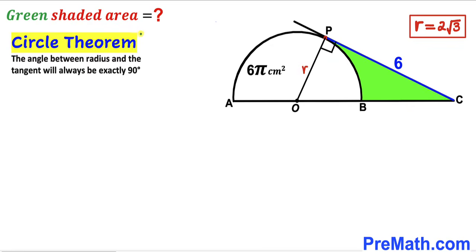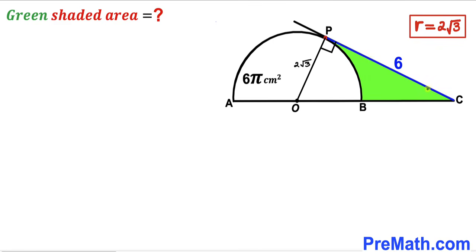Now let's recall the circle theorem. According to this theorem, the angle between the radius and the tangent line will always be 90 degrees. So no wonder this angle OPC is going to be a 90 degree angle, since this is our radius and this is our tangent line. As a result we end up with this right triangle OPC, whose side lengths are: this is our radius 2 times square root of 3, and this other side length is 6.